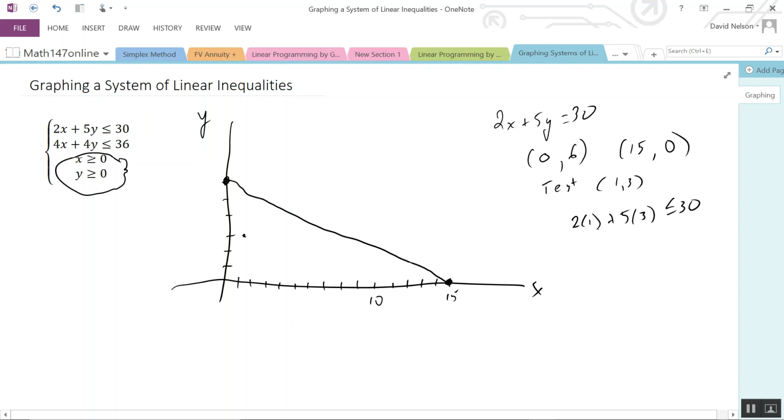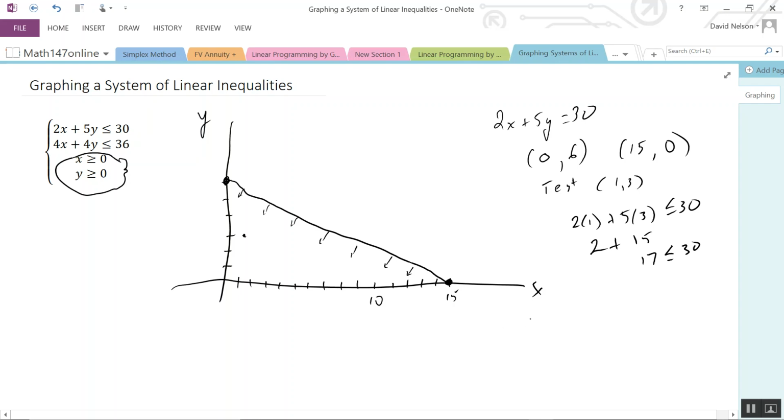I want to go back to the inequality part of that. I'm going to have 2 plus 15 is 17. 17 is definitely less than 30. That means everything on the 1, 3 side of the line is a solution. So my solution region starts off being kind of this area down there. Still in the first quadrant because x has got to be greater than or equal to 0 and y has got to be greater than or equal to 0.